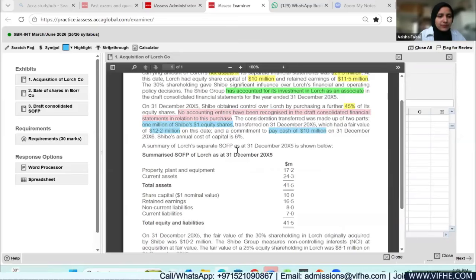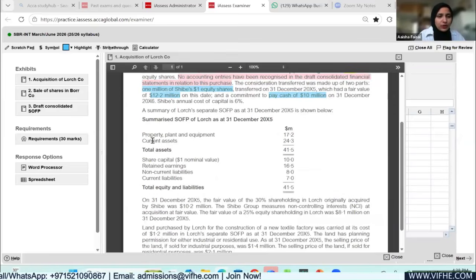A summary of Lord's separate financial statement of financial position as of 31st December 20x5 is shown below. So you have your subsidiaries, PPE, current assets, share capital, retained earning, non-current liability, and current liability. And this is at which date? This is at your 31st December 20x5.